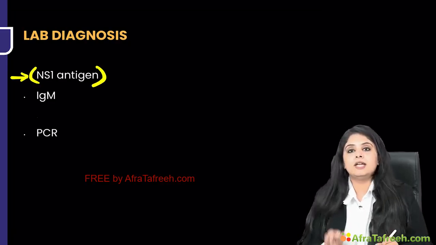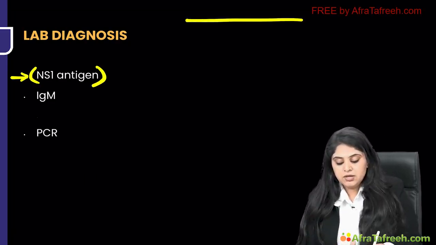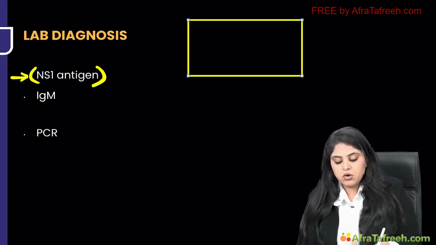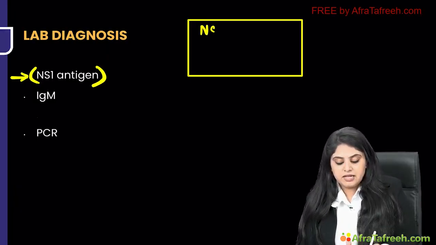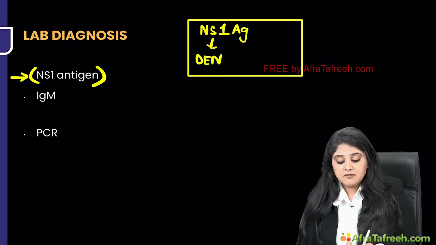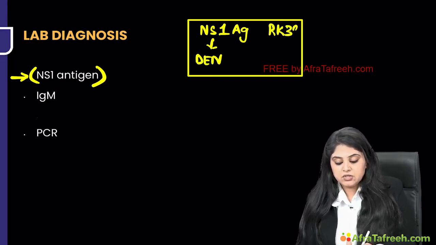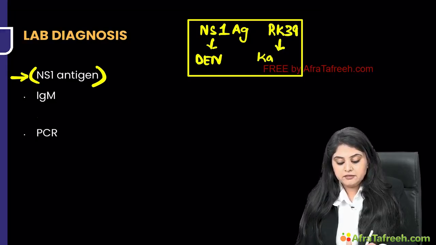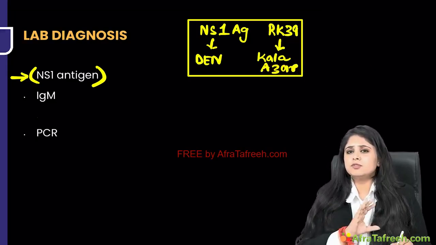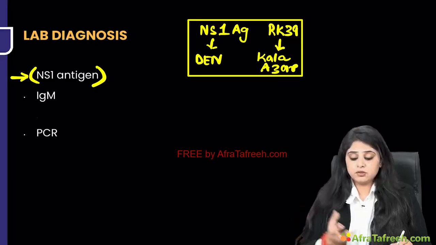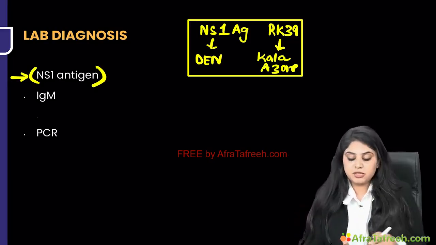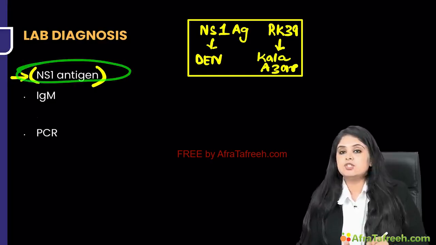What is the name of the antigen? NS1 antigen. See, let me tell you, there are 2 antigens which are their all-time favorite antigens. One is the NS1 antigen, which you know is for dengue fever. The other is the RK39 antigen, which we know is for Kala Azar or Leishmania. So these 2 antigens in our country are the most frequently studied because the predominance of these diseases is much. So remember, we do NS1 antigen testing.